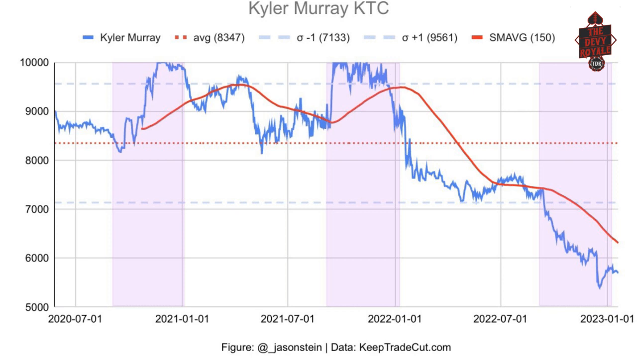On the ACL tear, Kyler went from a KTC of around 6,200 to 5,500 pretty quickly, and then bounced back up to 5,700, which is about where we are right now. So, in a sense, the discount that you get from the ACL tear was already there.